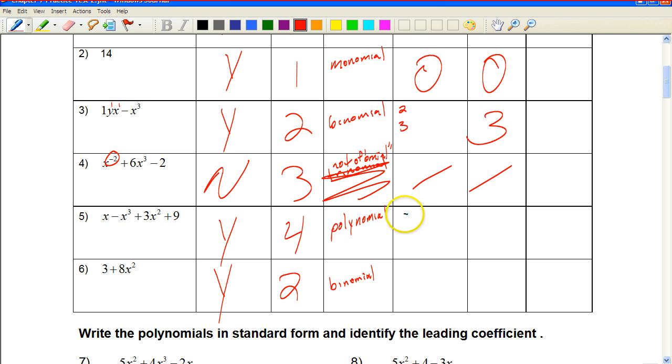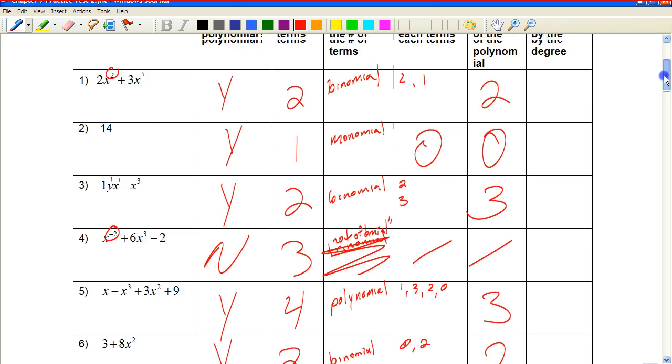There's a degree of 1, a degree of 3, a degree of 2, and a degree of 0. The highest one of those is 3, so the degree of the polynomial is 3. There is a degree of 2 and a degree of 0, then a degree of 2. Degree of the polynomial is 2.